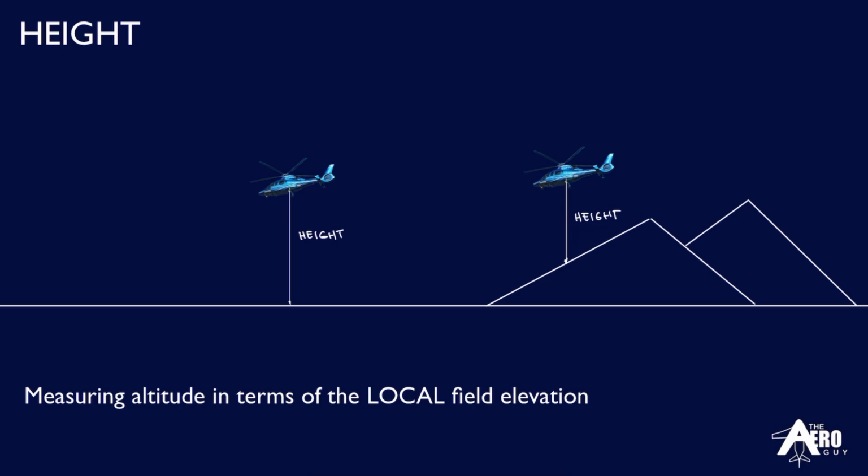You request the pilot to fly at a level flight, and you notice that your measuring tape does not hit the ground anymore, so you extend it to hit the ground. You record your data and you notice that although you maintained a level flight, your measuring tape does not measure the same value anymore. In this case, you are measuring altitude in terms of the local field elevation.